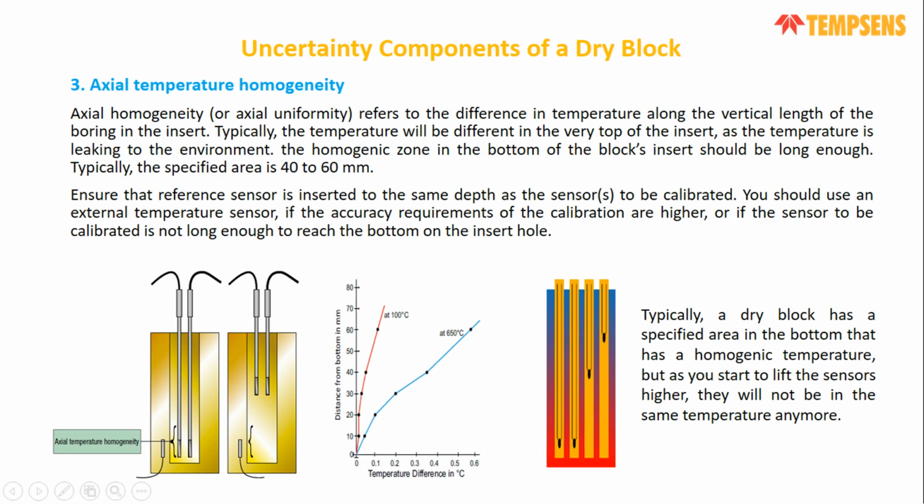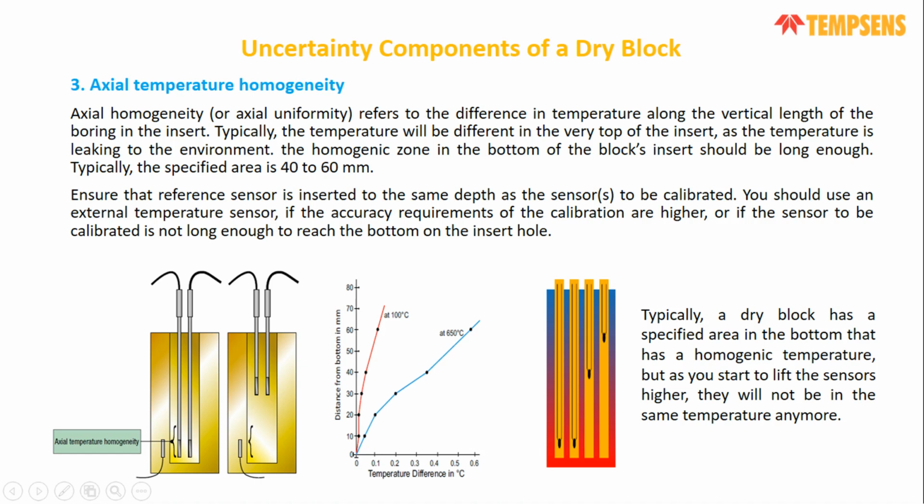Normally, as per the Euromet standard, or whatever standard we are following, 40 to 60 should be there, meaning from the bottom it should be homogeneous, and the temperature should not change in that region. So basically, 40 to 60 from the bottom side, it should be homogeneous for the axial temperature. Here we are discussing that if the axial temperature homogeneity is bad for any temperature calibrator, then it will give you a significant error for short length temperature sensors.